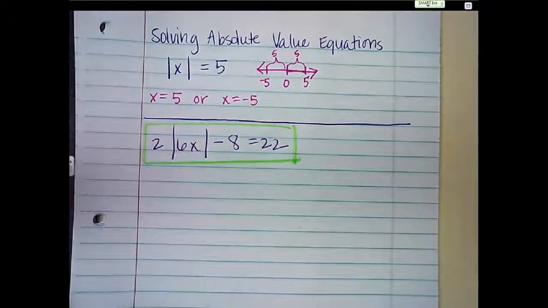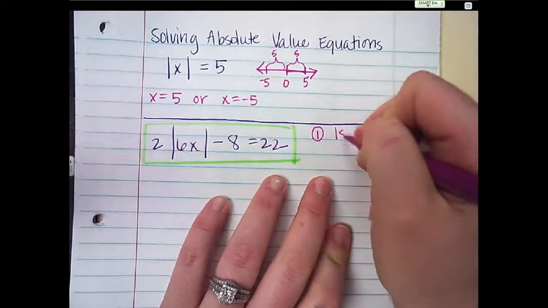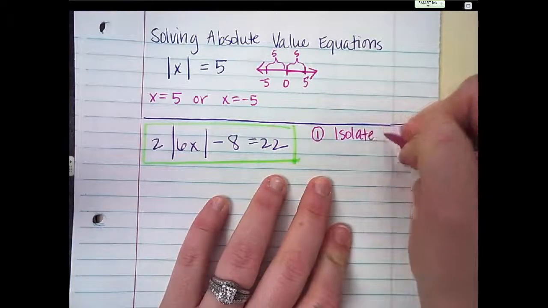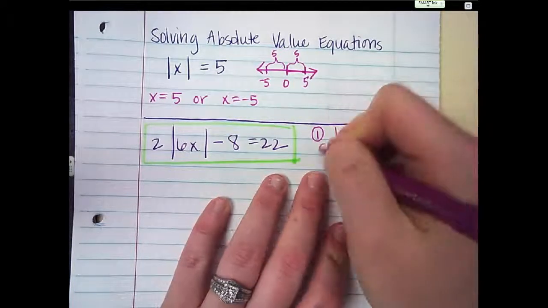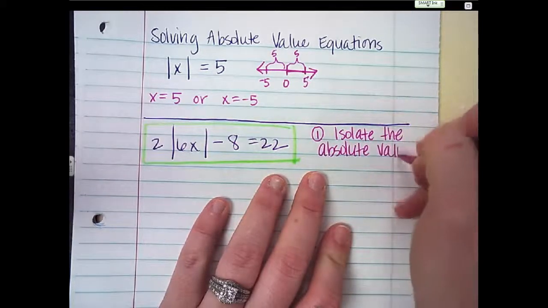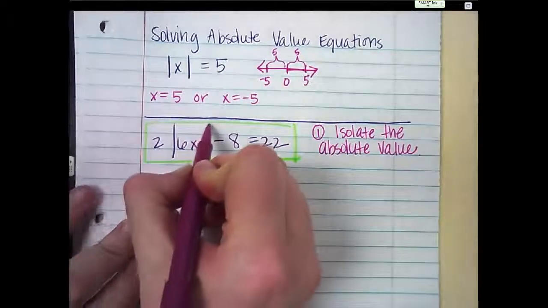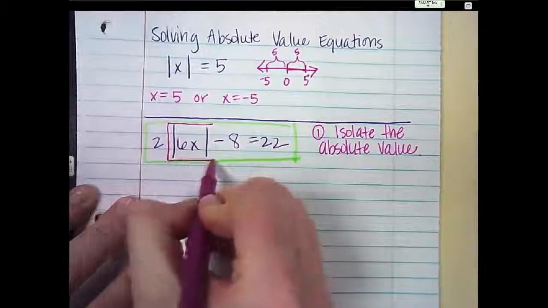So I'm just going to do the steps off to the side right over here. So the first thing we want to do, isolate the absolute value. So what does that mean? You want to get the absolute value completely by itself on the left-hand side. So the absolute value is this whole thing.